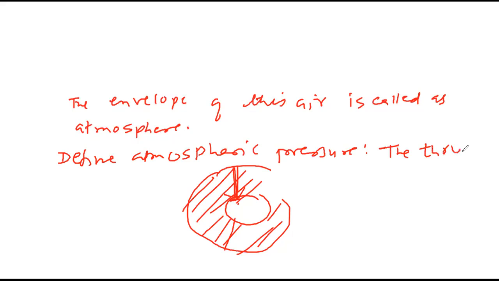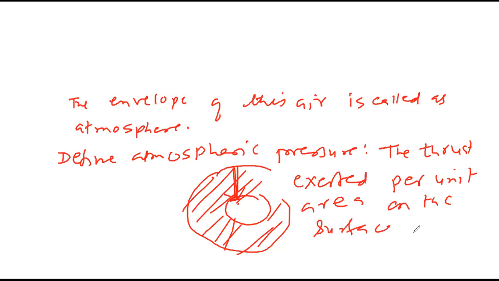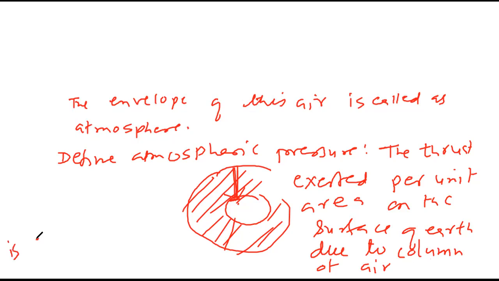The thrust exerted per unit area on the surface of Earth due to a column of air is called atmospheric pressure.